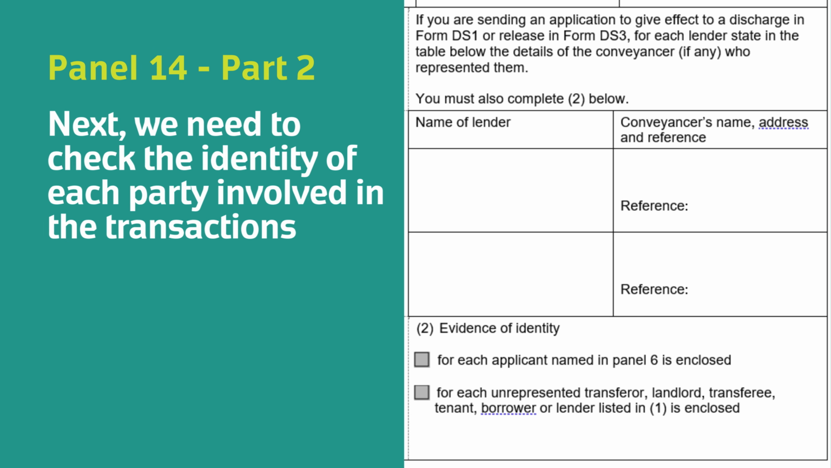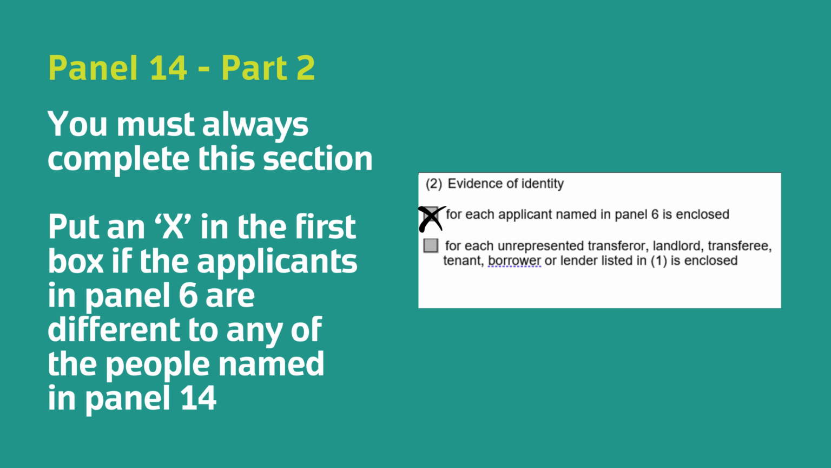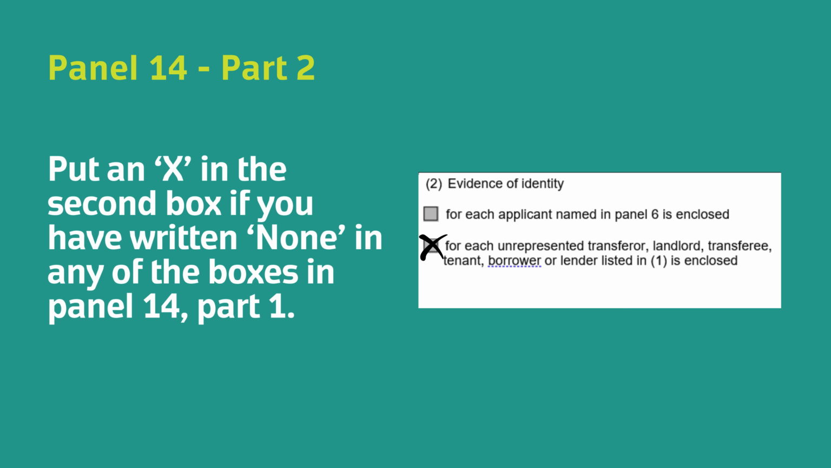Now we need to check the identity of each party involved in some of the transactions, as stated in the instructions at the start of panel 14. You must complete this section in all cases. Put an X in the first box if the applicant in panel 6 is different to any of the people named in panel 14. Put an X in the second box if you have written none in any of the boxes in part 1 of panel 14.